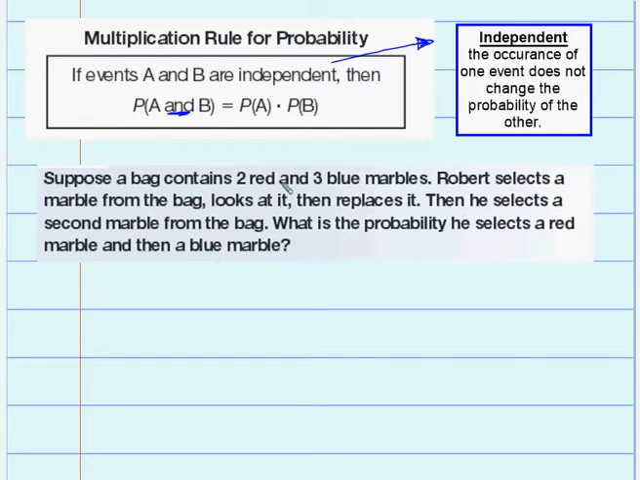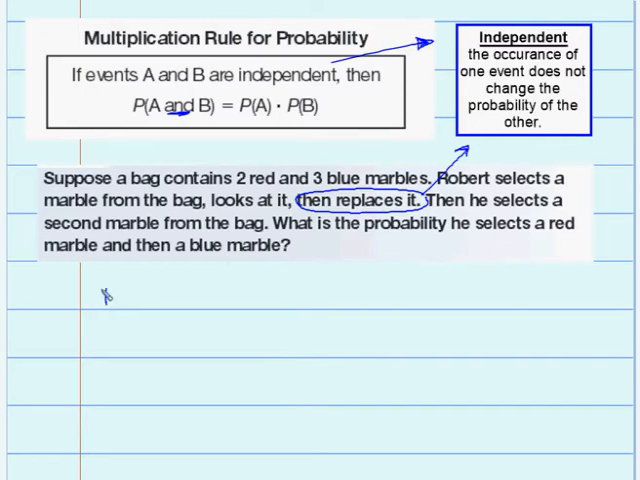So let's do another example here, and in fact this is our last example. If we have a bag that contains 2 red and 3 blue marbles, and Robert is going to pick a marble from the bag, look at it, and then replace it. Okay, that's going to give us our independent events. Then he's going to select a second marble from the bag. What is the probability he selects a red marble and then a blue marble?